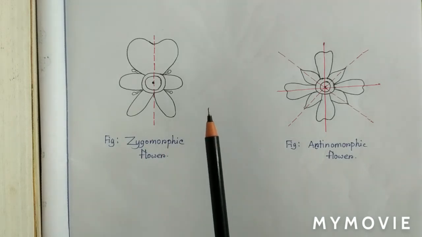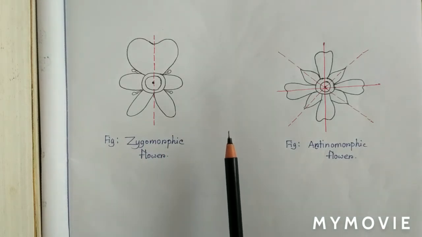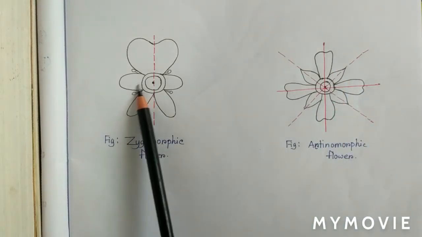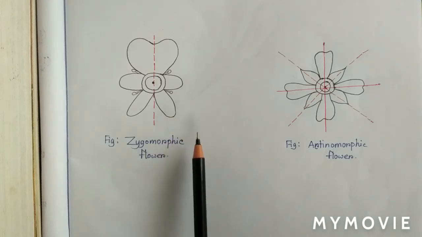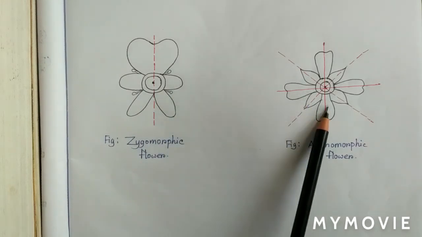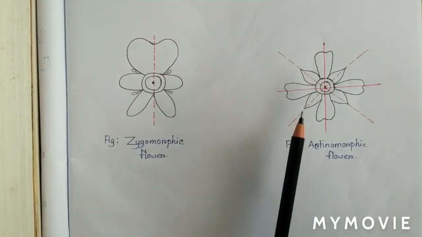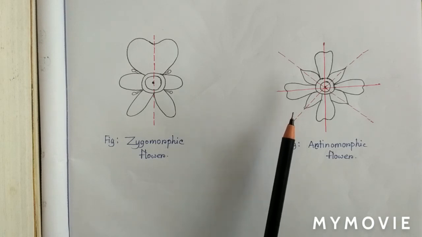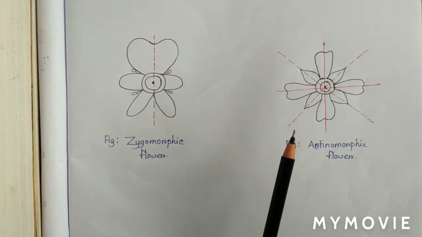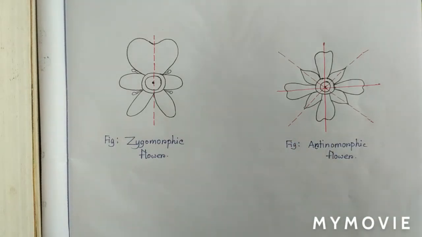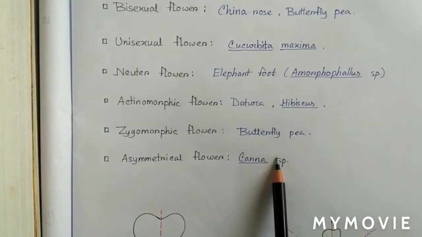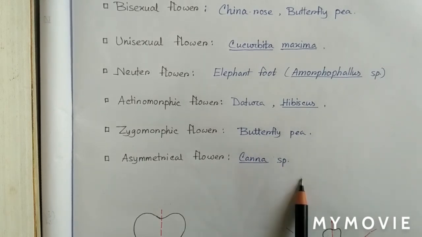Now the term asymmetrical. Asymmetrical means we cut the flower in any plane, either longitudinal plane or radial plane, but we don't get symmetry in the two halves. Here we found symmetry in two halves, here we found symmetry in different parts, but in case of an asymmetrical flower we don't find any symmetry with each other. So asymmetry means no symmetry. Example, Canna species, which is commonly known as Kalavati flower.